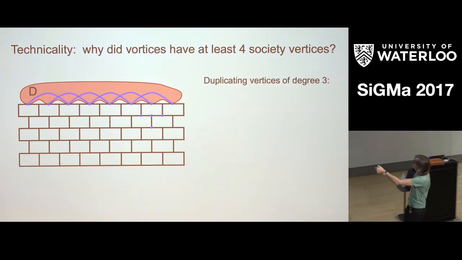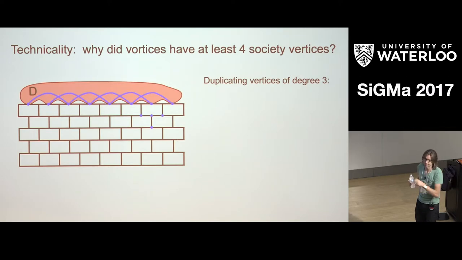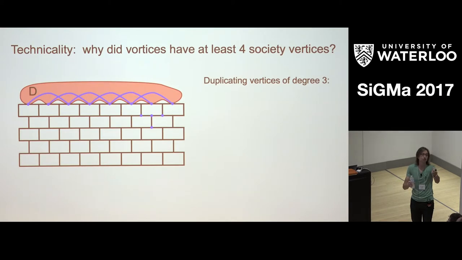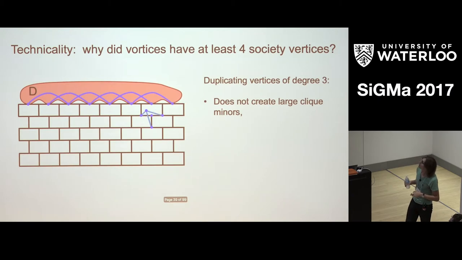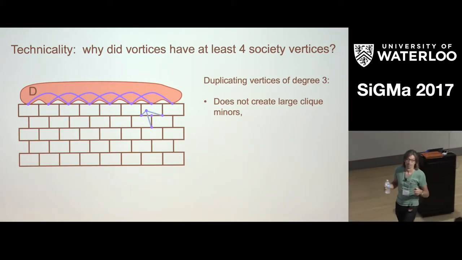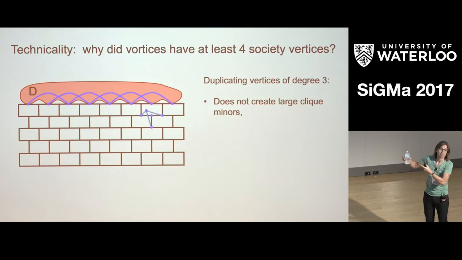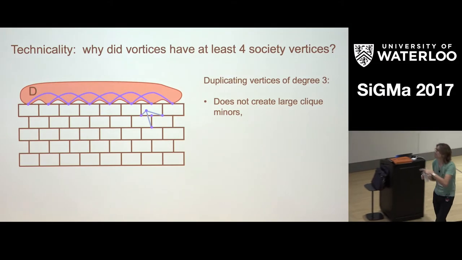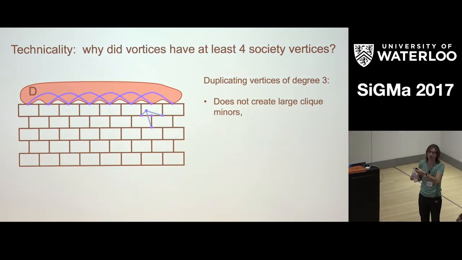So pick a vertex of degree 3 in the graph. Right? I have it here. And now duplicate it. What do I mean? Duplicate it, just add a new vertex to the graph adjacent to all 3 of the neighbors there. Right? So duplicated there. Doing so is not going to create a large clique minor. So if you think about it, if I add that vertex of degree 3 with the same neighborhood, the bags of any big clique minor are not going to get any new bags going across this 3 cut of vertices.